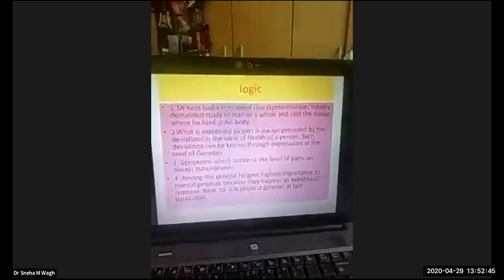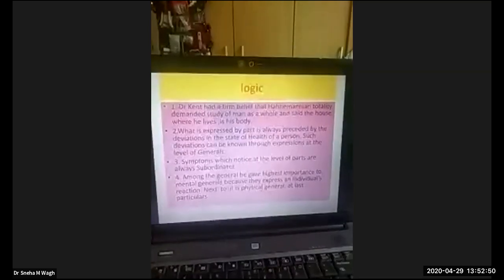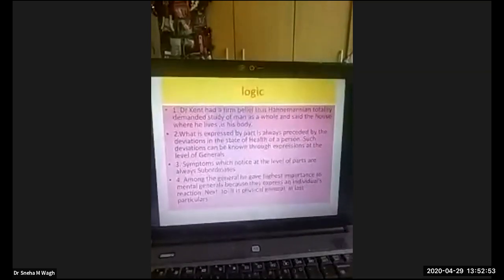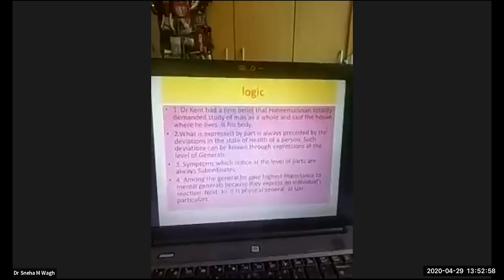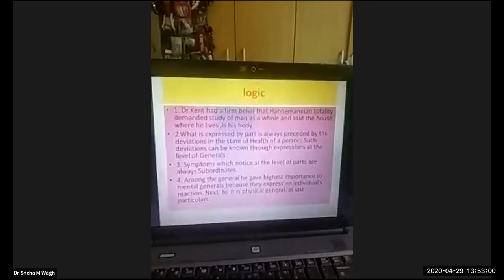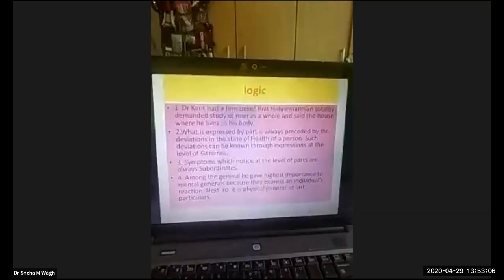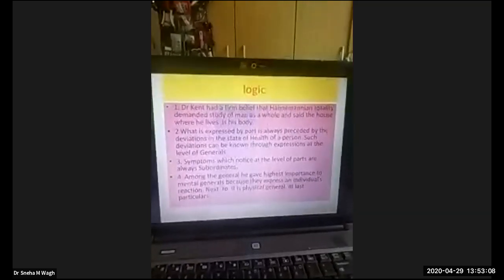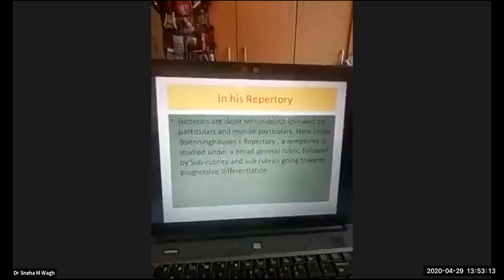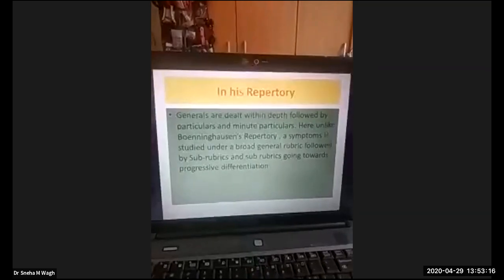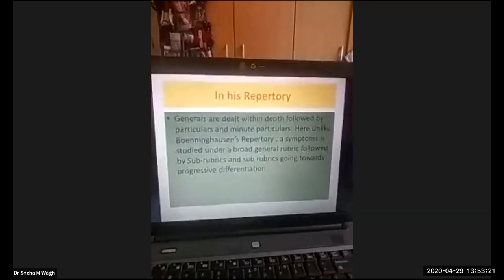Among the generals, he gave highest importance to mental generals because they express an individual's reaction. Next to it are physical generals, followed by particulars. So, Kent has mostly emphasized generals. He has given more importance to mental generals, followed by physical generals. In his repertory, he also says that generals are dealt with in depth, followed by particulars and minute particulars.